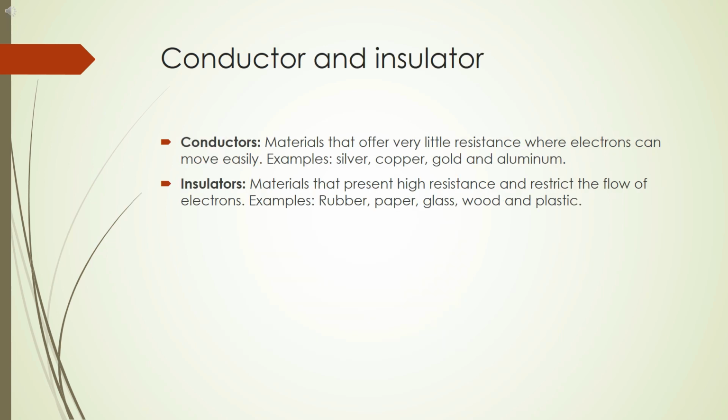Conductors are materials that offer very little resistance, where electrons can move easily. Examples: silver, copper, gold, and aluminum. Insulators are materials that present high resistance and restrict the flow of electrons. Examples: rubber, paper, glass, wood, and plastic.